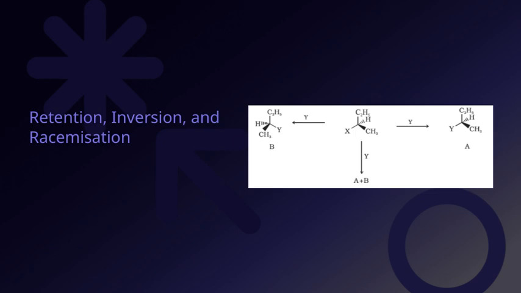Lastly, racemization is a bit different. It involves converting a pure enantiomer into a racemic mixture, which contains equal amounts of both enantiomers. This process effectively destroys optical activity. These concepts are crucial because they influence how molecules behave, interact, and can be manipulated in synthesis and drug development. Understanding whether a reaction retains, inverts, or racemizes stereochemistry helps us predict the properties and biological activity of the resulting compounds, tying everything back to the overall theme of controlling molecular structure.